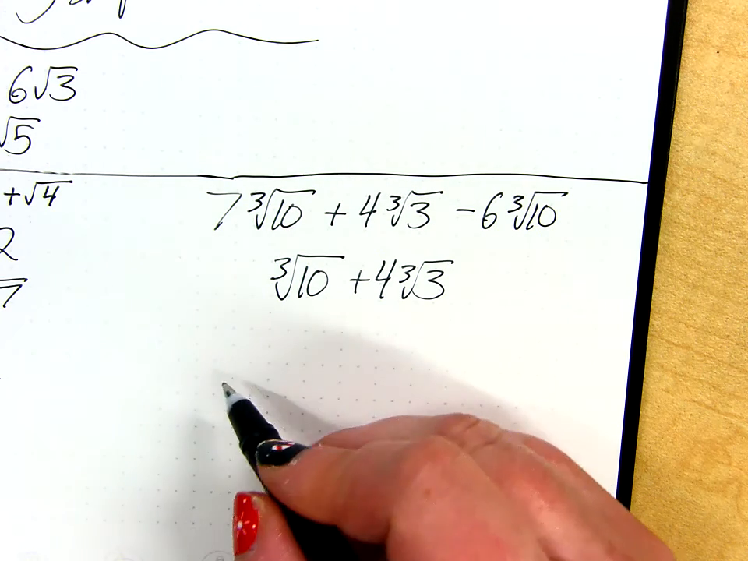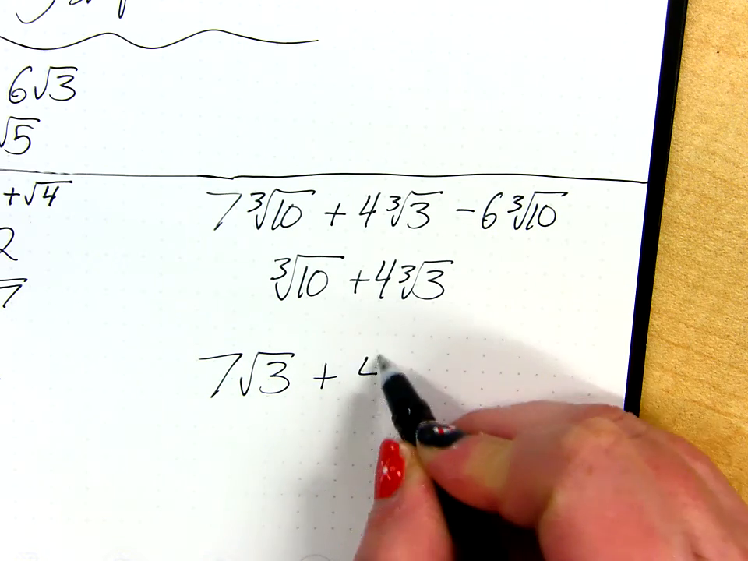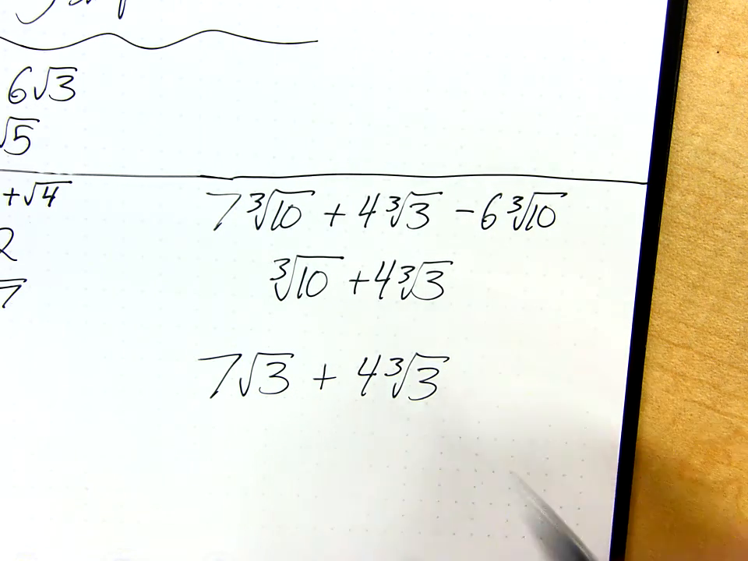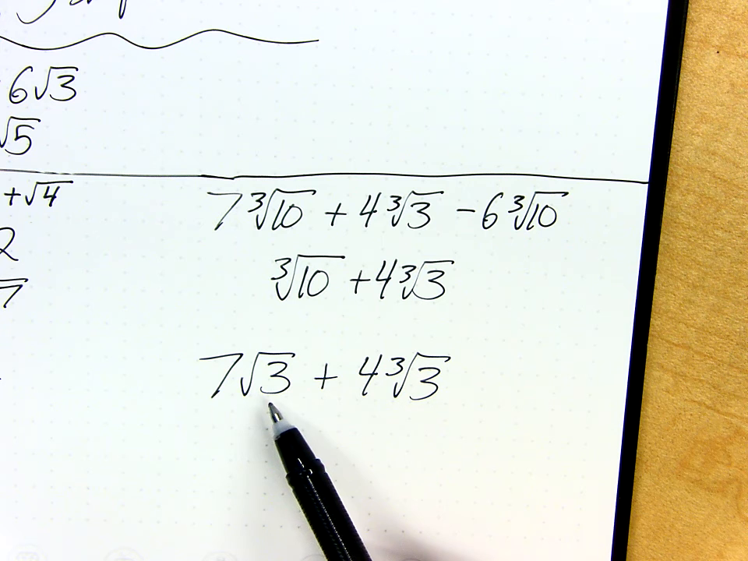Oh, here's a good question. What about this? What if I had 7 square root of 3 plus 4 cube root of 3? Ooh. What do you think I do with this? Are they like radicals? No, because this one's a cube root and this one's a square root.